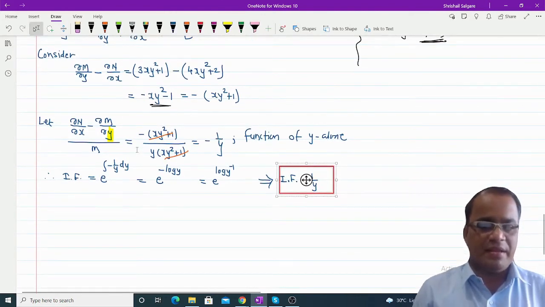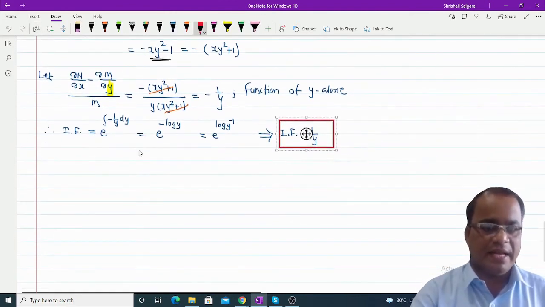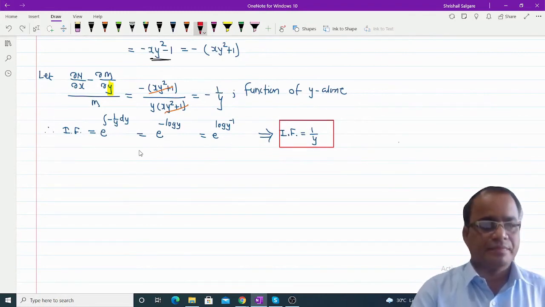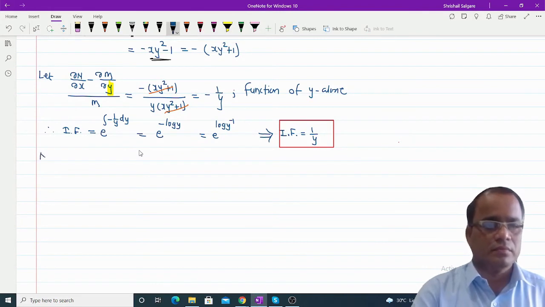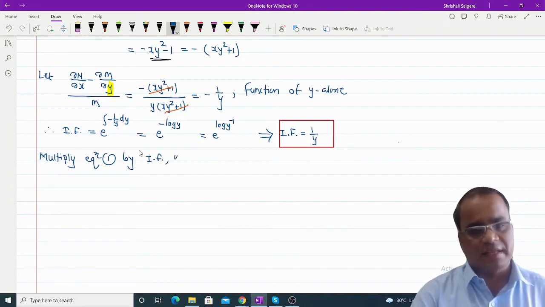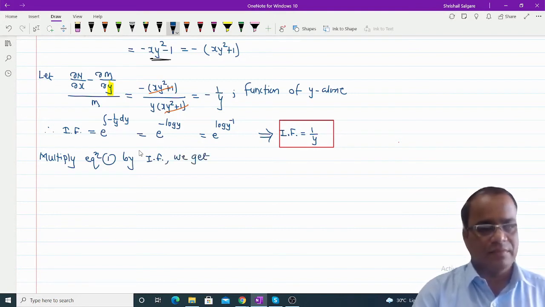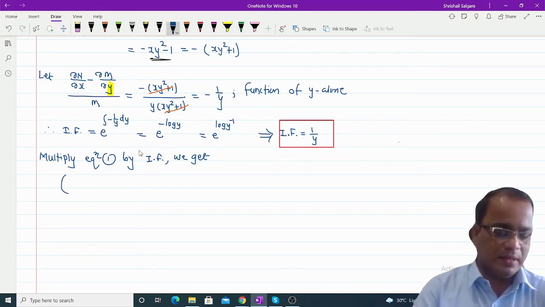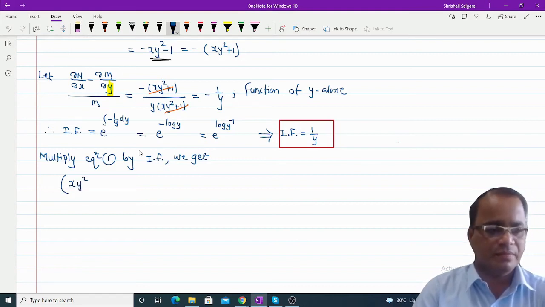Therefore, multiply equation 1 by the integrating factor. Can anyone help me to write that? Multiply equation 1 by the integrating factor. Then we will get 1 upon y. You have to multiply by 1 upon y. The first term is x cube y cube, and it comes as x y square.